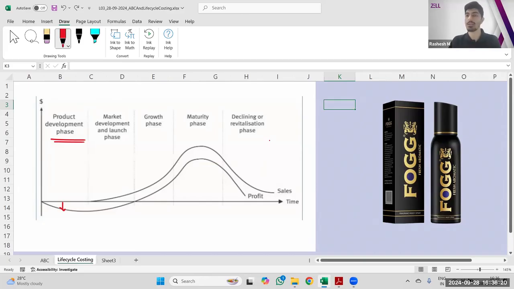The end of the development phase is marked when you essentially sell your very first unit. That's essentially the start of your market development and launch phase, where your product starts marketing. So you start seeing some sales, but right now you're still incurring costs. Can anyone tell me what cost do I incur during a market development phase?